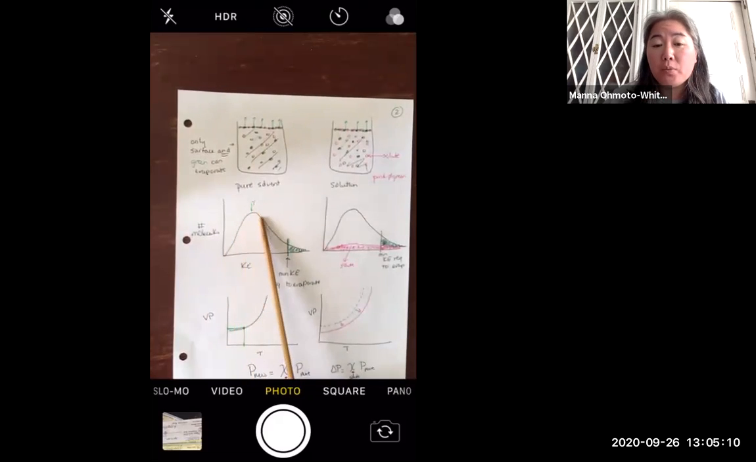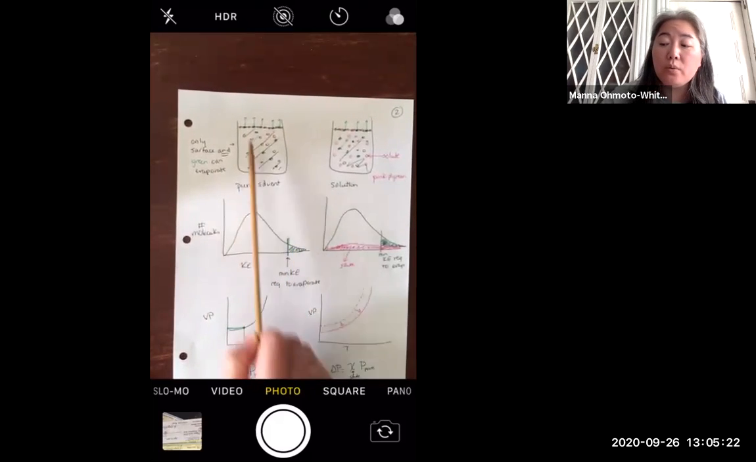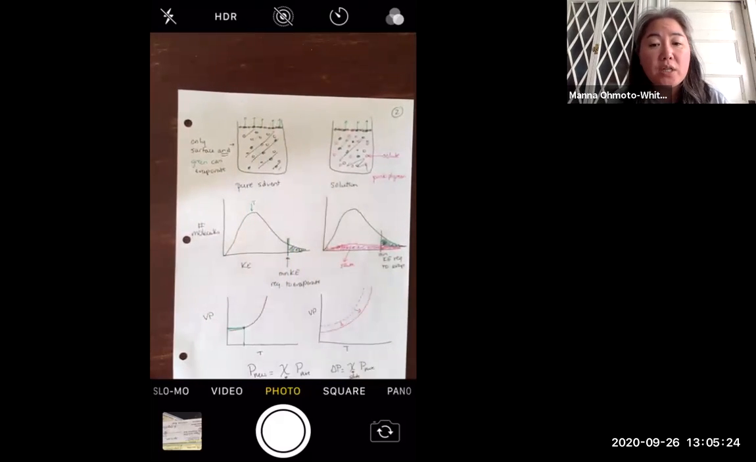So if I look at my Boltzmann distribution curve here, this is my kinetic energy and my number of molecules. This is the minimum kinetic energy required to evaporate, so my green molecules, but only a few of those green molecules will be at the surface, and that's what's going to contribute to my vapor pressure. And that's where I would see my vapor pressure right here at this given temperature.